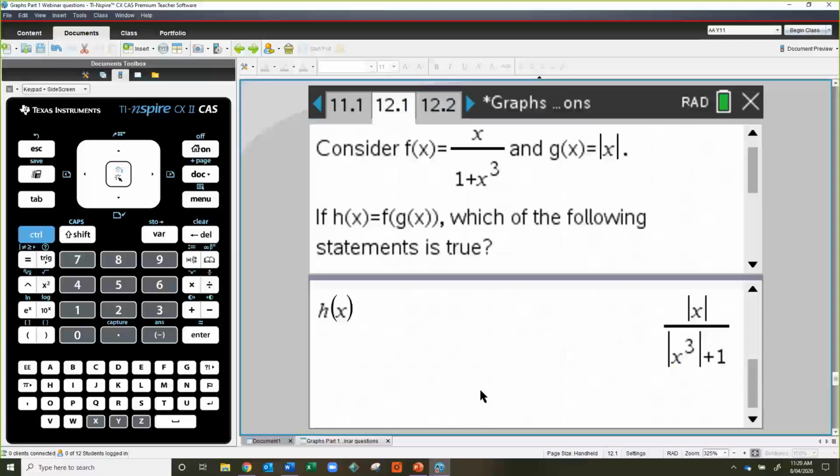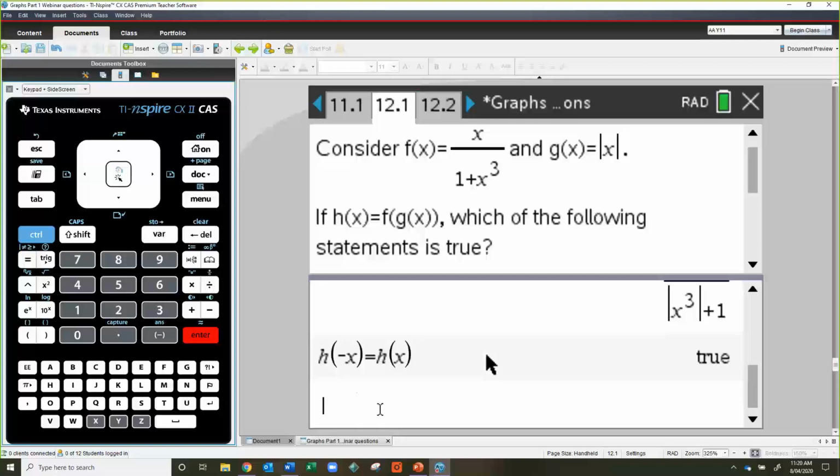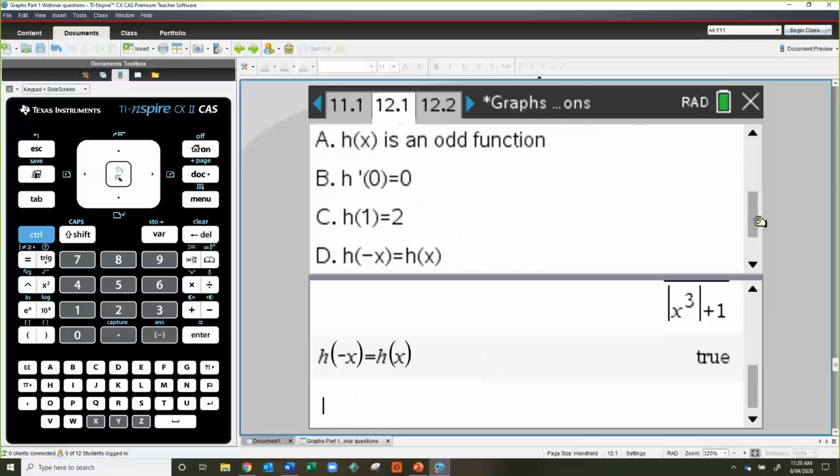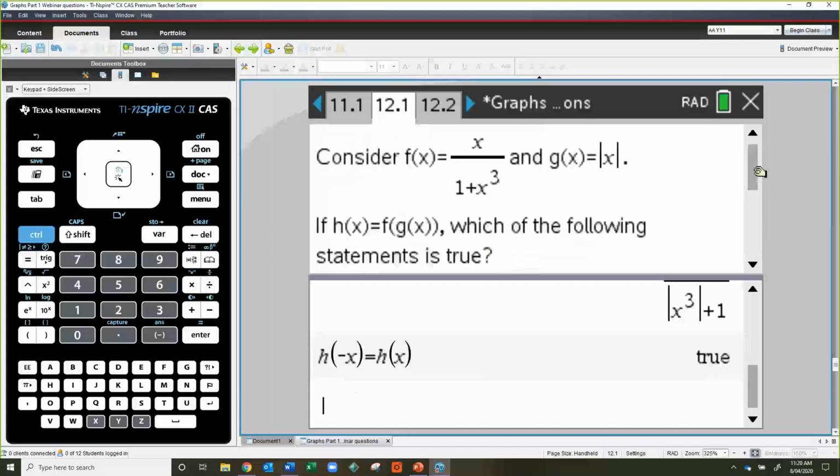What I can also do, I can say h in negative x, and I say it's equal to h in x, and the calculator says it's true. So it's true for any value of x. We know it's an even function, so it should be.